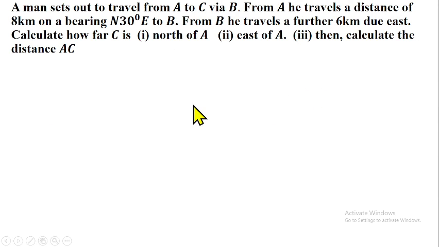Let's see another question that can challenge us a little bit. A man set out to travel from A to C via B. So A, B, and C are some places. All right, let's see what the question says. From A, he travels a distance of 8 kilometers on a bearing of 30 degrees northeast. So this is a compass bearing. He traveled from A, so I will draw a cardinal point to represent point A, and on a bearing of 30 degrees northeast, like this. So this is north, this is to the east, 30 degrees. I will draw a straight line.